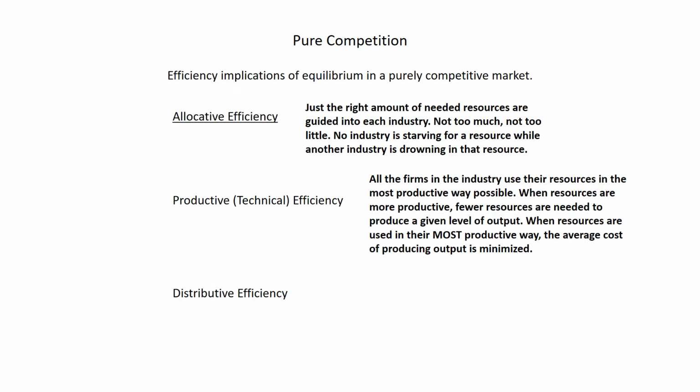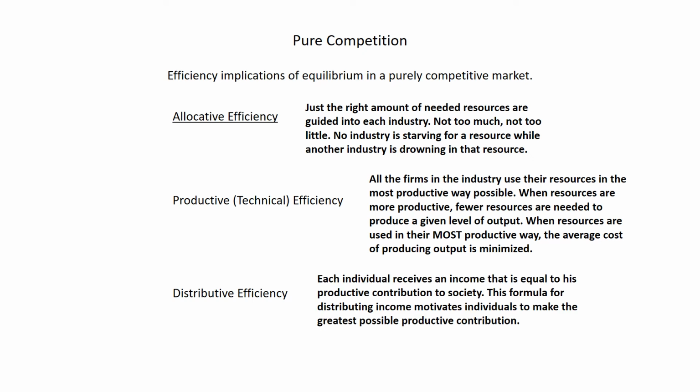The third type of economic efficiency we want to consider is distributive efficiency. Distributive efficiency occurs when individuals receive an income that is equal to his productive contribution to society. This is efficient because, assuming everyone wants to maximize his income, each person will be motivated to make the greatest productive contribution to society as possible. You want more income? Make a more valuable productive contribution to society.